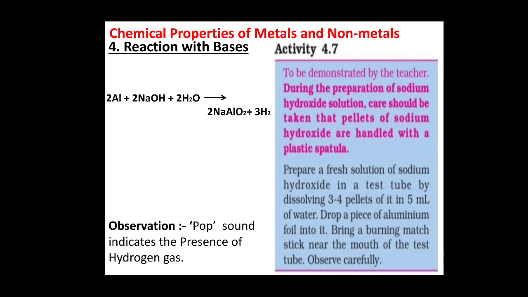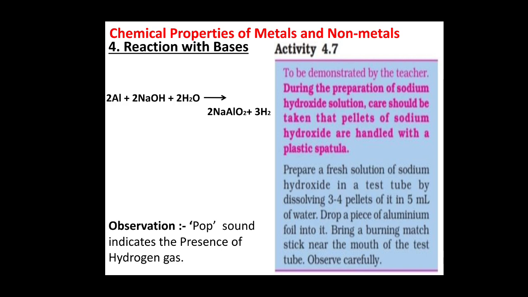Children, just have a look at the reaction written on the left hand side. When aluminum reacts with the base, that is sodium hydroxide, because the sodium hydroxide is freshly prepared with water, the pellets have been mixed with the water. So, water is also there on the reactant side. On the product side, you can see that the salt is formed, sodium aluminate, that will settle at the bottom, but hydrogen is a gas, isn't it? So, hydrogen gas is liberated.